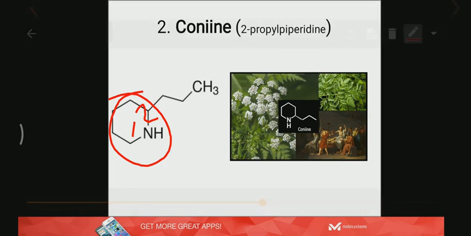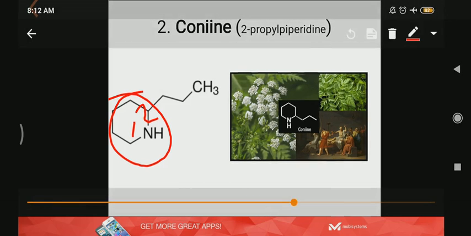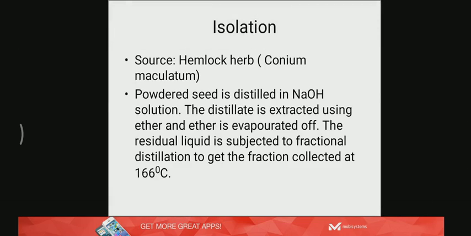Historically, this Coniine alkaloid is deadly poisonous, and it is believed that the Greek philosopher Socrates died because he was forced to drink this extract. Okay, let us see what the source is. Hemlock herb, a kind of small plant, hemlock. The scientific name is Conium maculatum. So Coniine is obtained from hemlock plants.